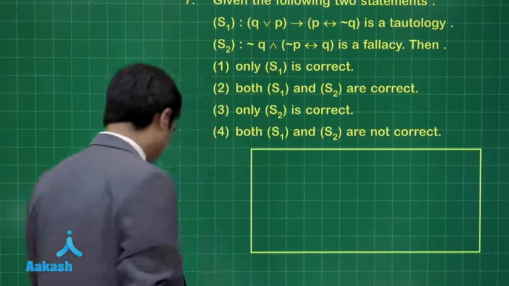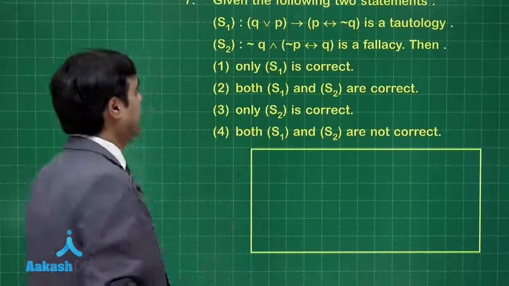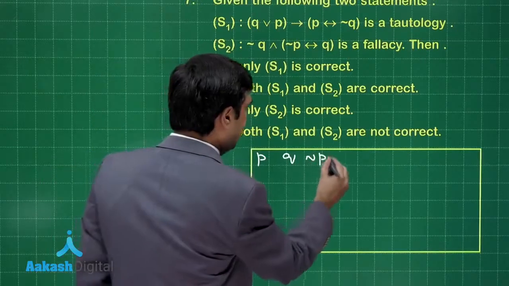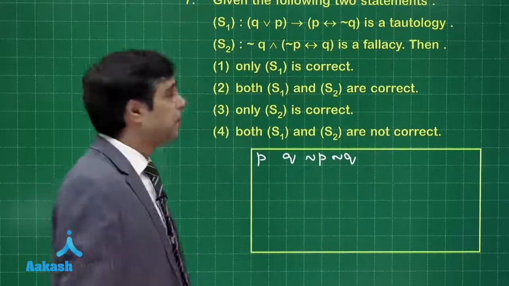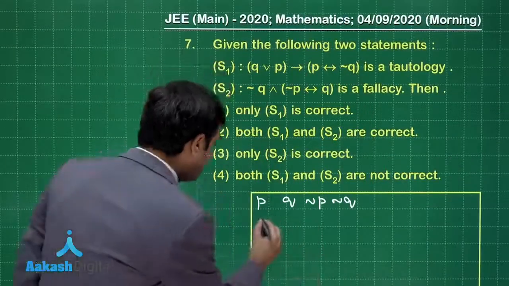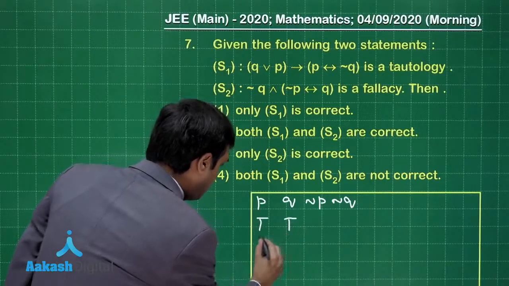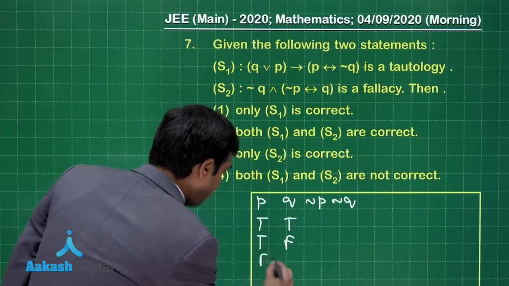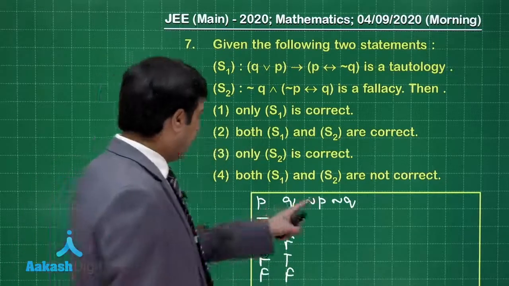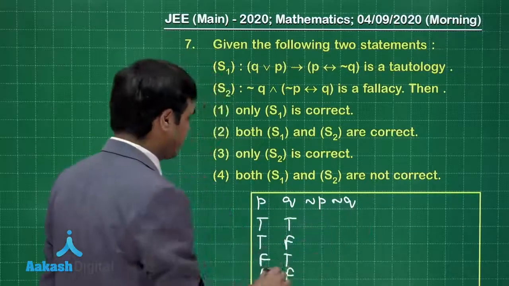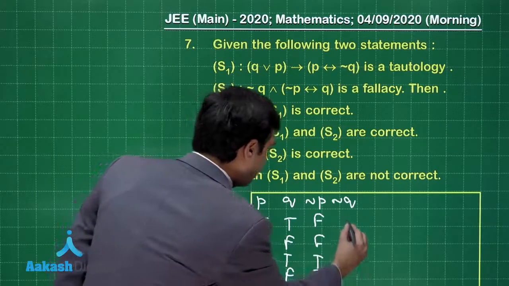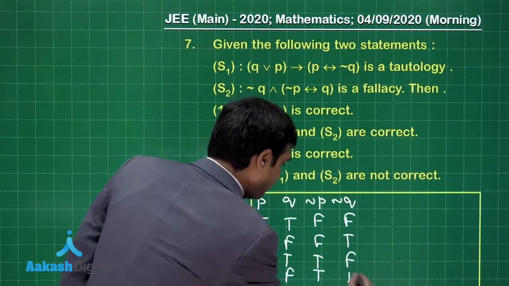Let's form a bigger one, because you have to put many entries over here. Now write here P, Q, negation P, negation Q. What are we looking for? We are looking for these values. So let's start writing T, T, T, F, F, T, F, F. Now negation P, just reverse; negation Q, just reverse. So this is F, F, T, T, F, T, F, T.